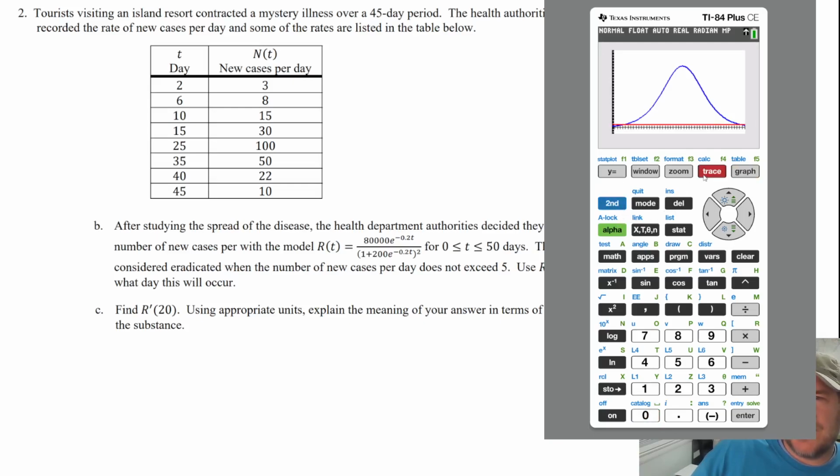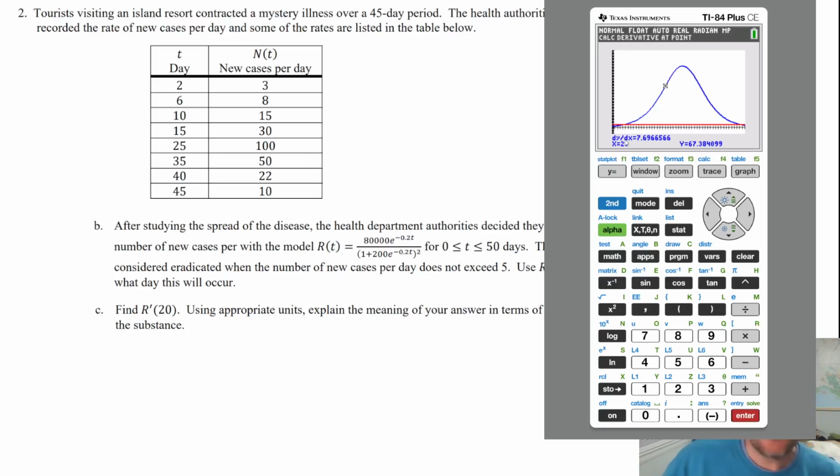If I went second calc and chose 6, it's not going to drop me right at 20. So just so you guys will know, if you tried to just use the arrow, you'll never get right to 20. It's going to hop over it. See, it goes from 19.6 to 20.07. But you can just type in 20 and it'll automatically take you directly to 20. So if you want to be exact, and you definitely do, then do this. And you can see that your derivative is 7.697.